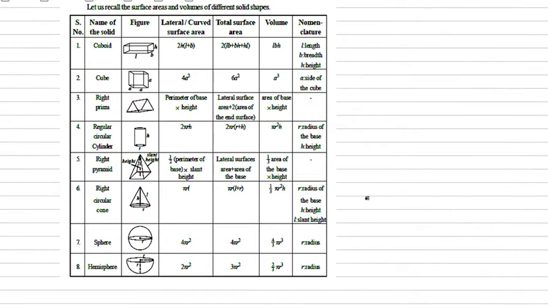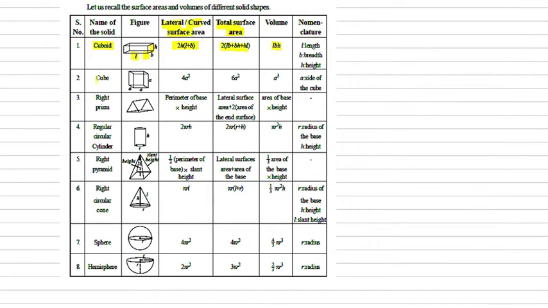Now recall the surface areas and volumes of different solid shapes. Here given a cuboid, it is in the shape of a rectangle, and here we have length, breadth, height. To find the curved surface area or lateral area, we are going to use the formula 2 into height into length plus breadth. To find the total surface area, we are using the formula 2 into LB plus BH plus HL, and to find the volume, we are using L into breadth into height. So here the abbreviations are length, breadth, and height.